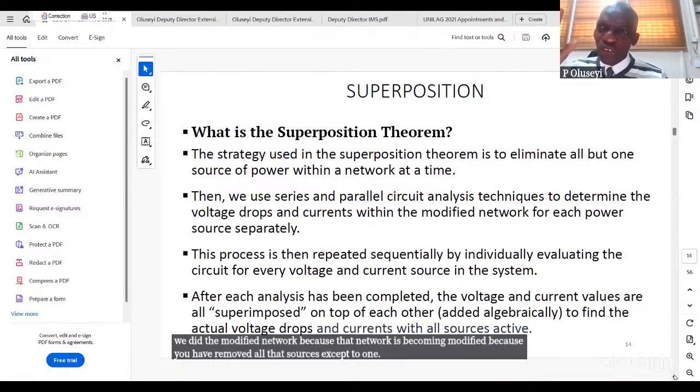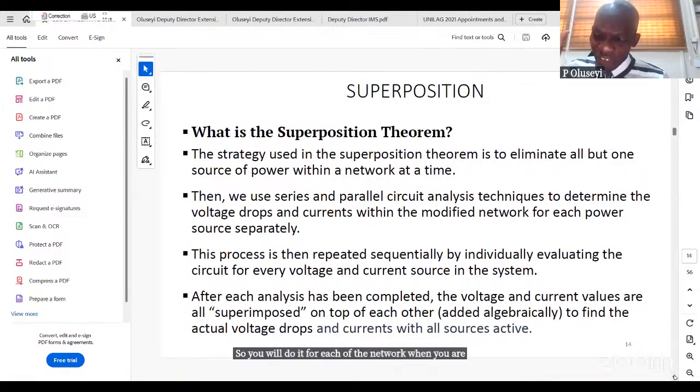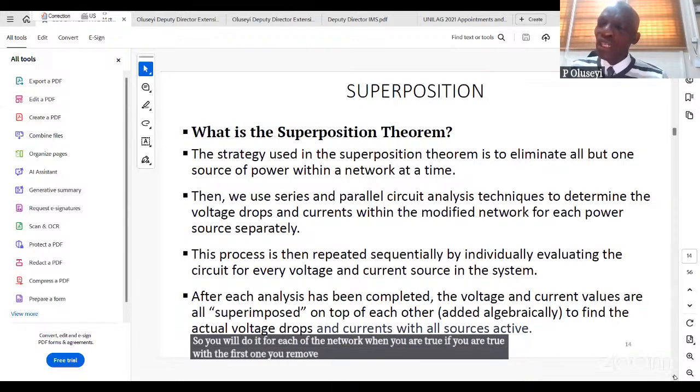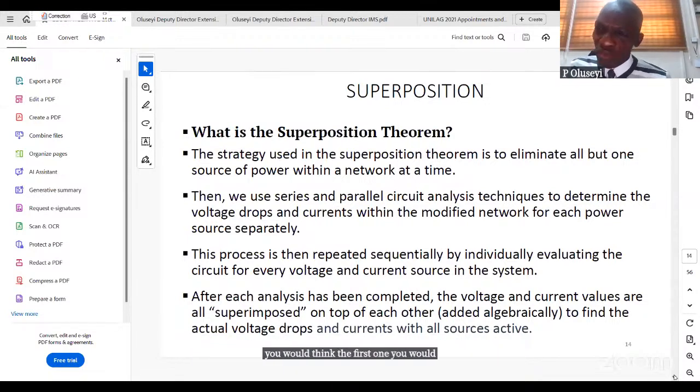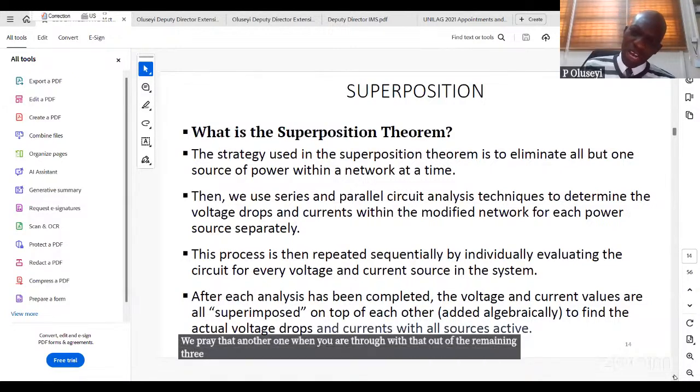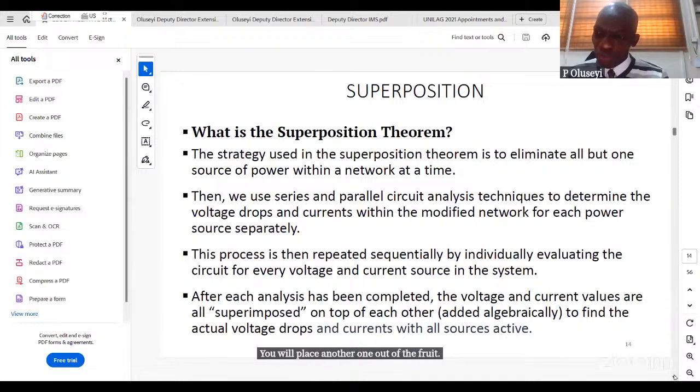You will do it for each of the networks. When you are through with the first one you analyzed after taking away the other 4, you will keep it aside, and then you will remove it and place another one out of the remaining 4. You will place another one when you are through with that out of the remaining 3, and another out of the 2, and you continue until you do the last one. Immediately you are through with the last one, what we were taught in additive is that you will add all of them together to get your final answer.